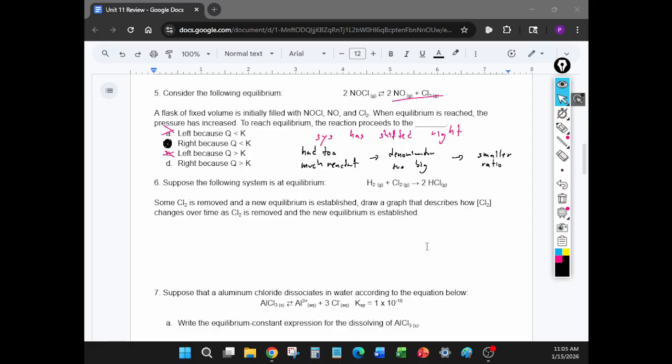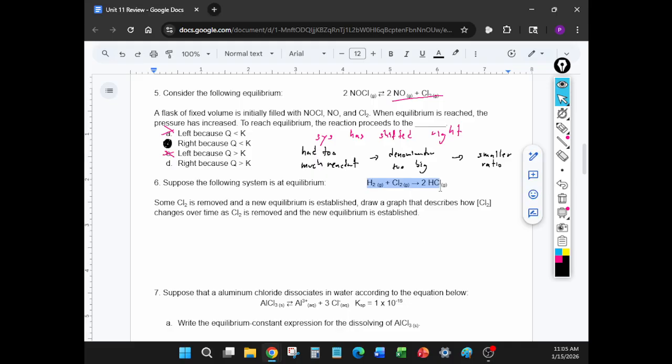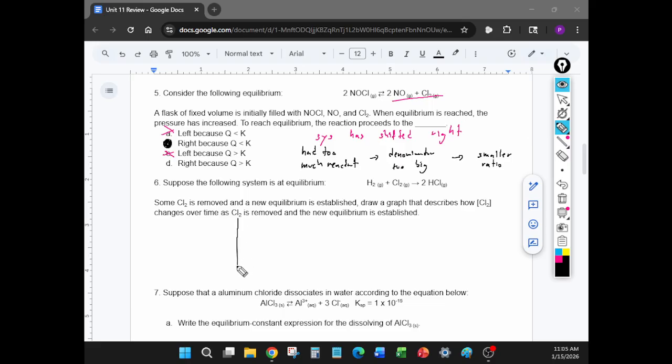Alright, so let's look at 6 now. 6 is something that we talked about, and we actually drew a graph already in our notes. But we have this system, and it's at equilibrium, okay? Now, it tells us that some of the Cl2 is removed, and a new equilibrium gets established. And you need to draw a graph of how Cl2 will change over time as it's removed and the new equilibrium is established. So if you forgot, the graph that you're going to draw is going to have an x and y axis, obviously. The x-axis is going to be time, and the y-axis is going to be the concentration of Cl2.